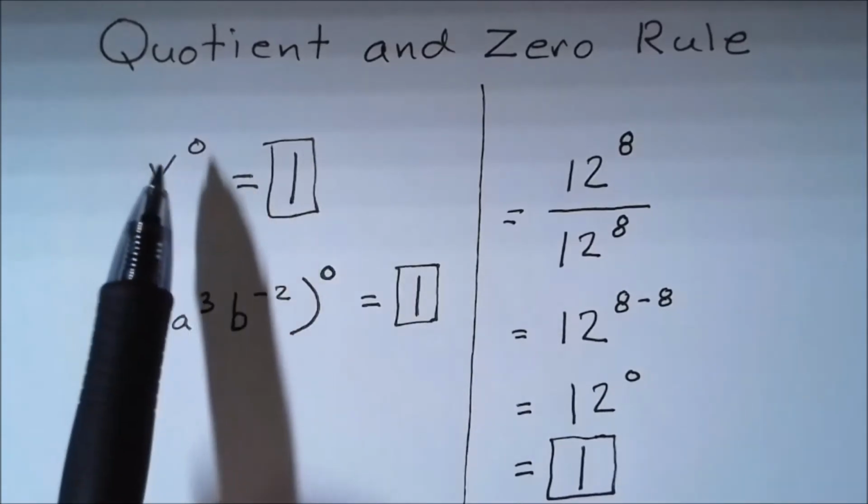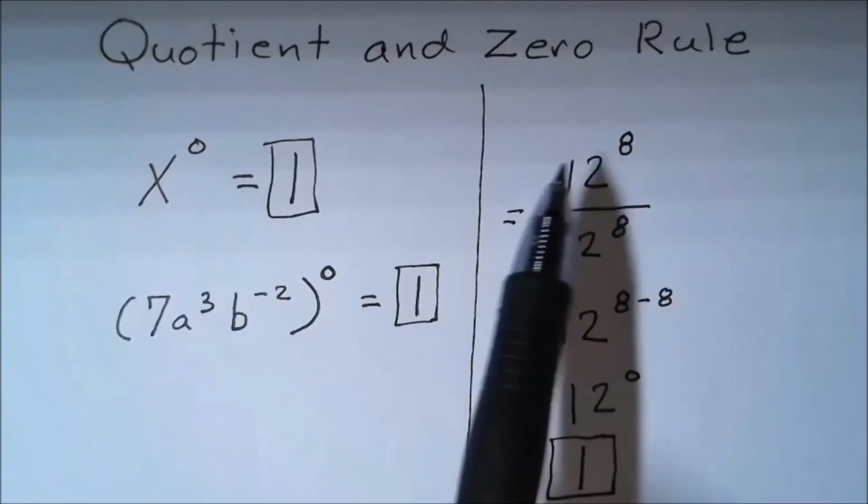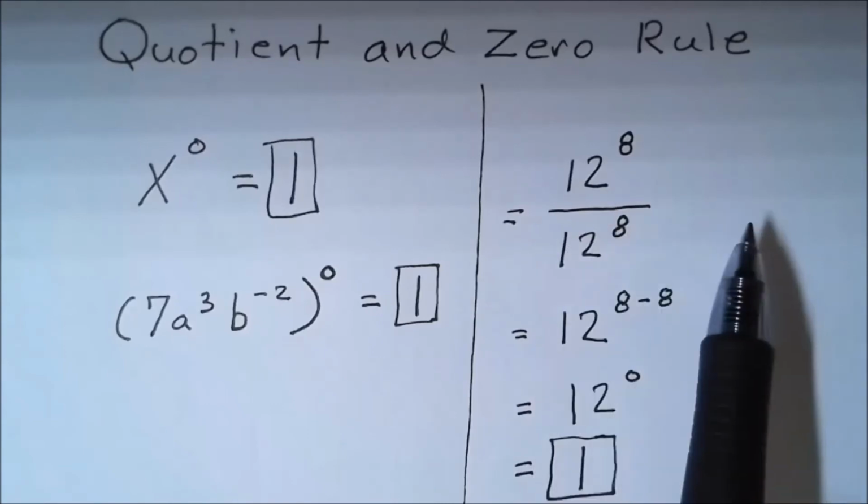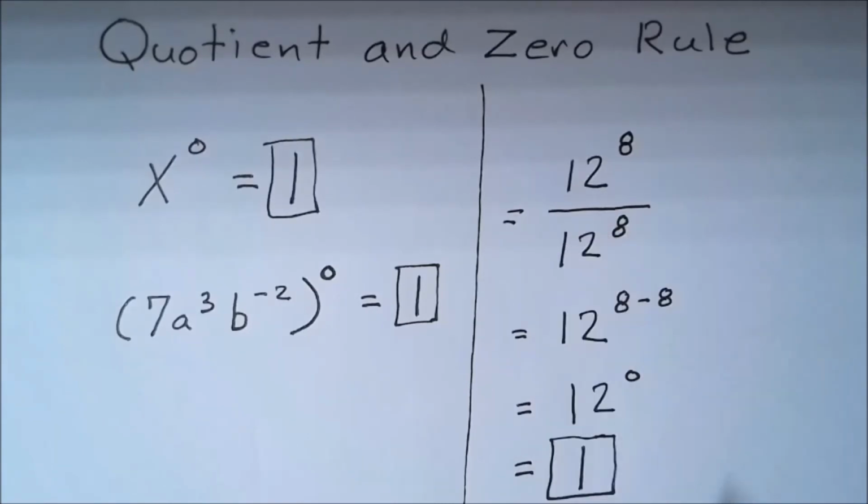So keep this idea in mind. I doubt you'll ever be presented this or this, but you will be presented something in this manner, and it may have a string of numbers. So just keep that in mind, that that's how you handle the zero rule.